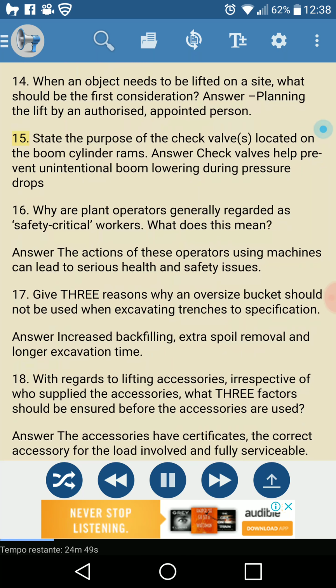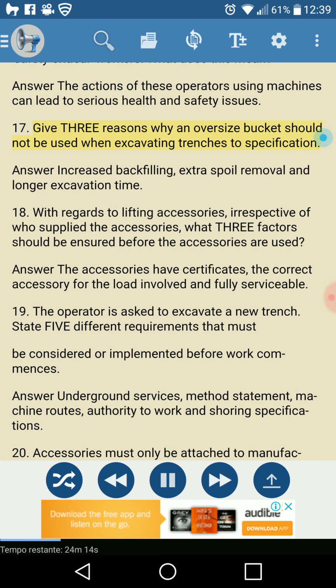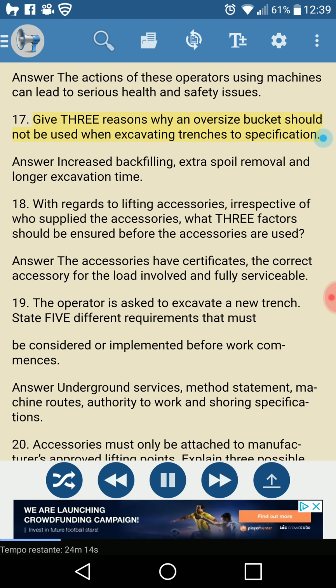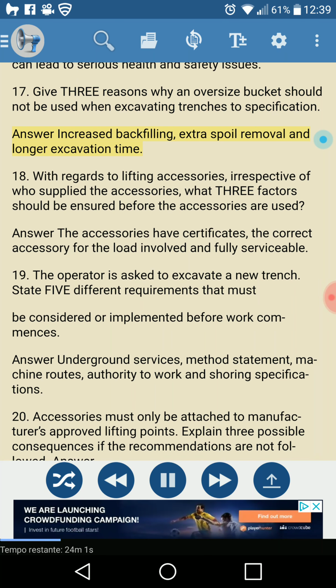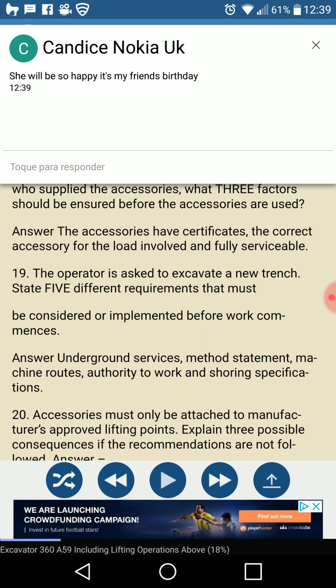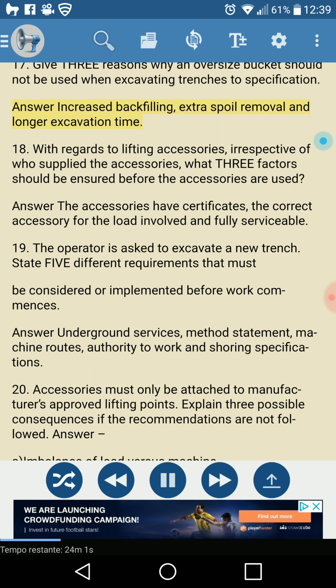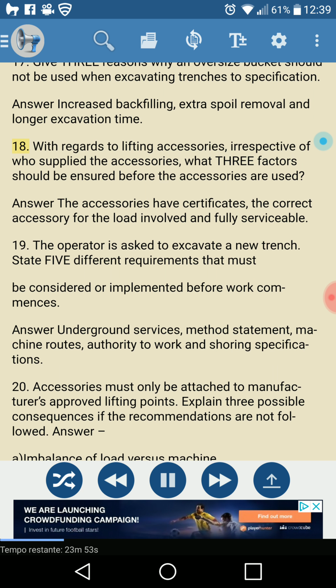17. Give 3 reasons why an oversized bucket should not be used when excavating trenches to specification. Answer: increased backfilling, extra spoil removal and longer excavation time.